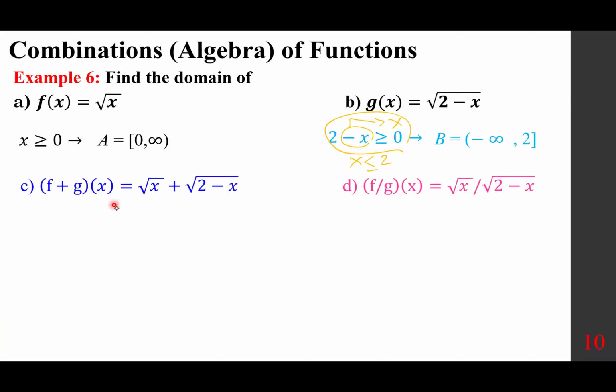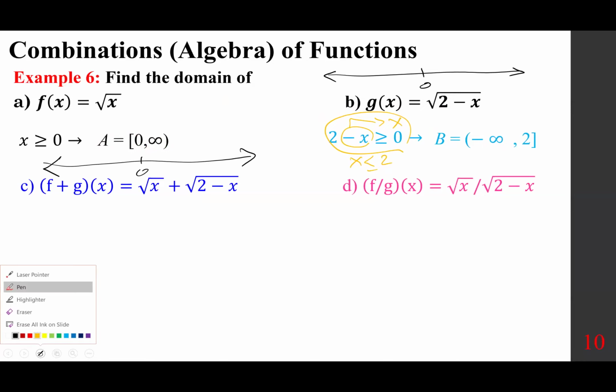What about f plus g of x and f over g of x? We want to see how we find their domain. Basically, for this one, the intersection of these two. In other words, what is in common for this one and this one? It may make it a tad easier if we draw the graph for this one and draw the graph for this one.